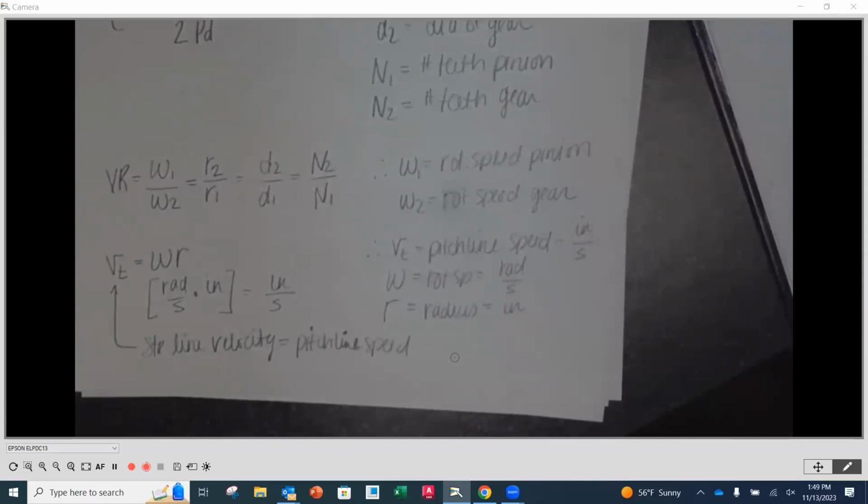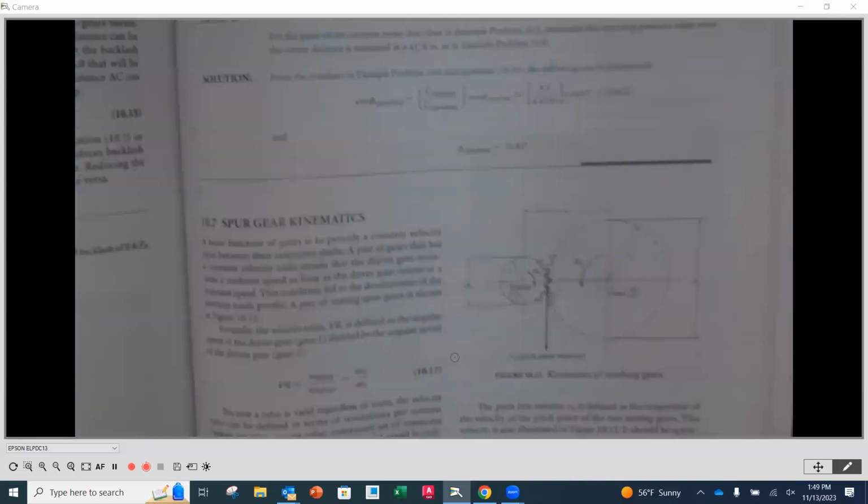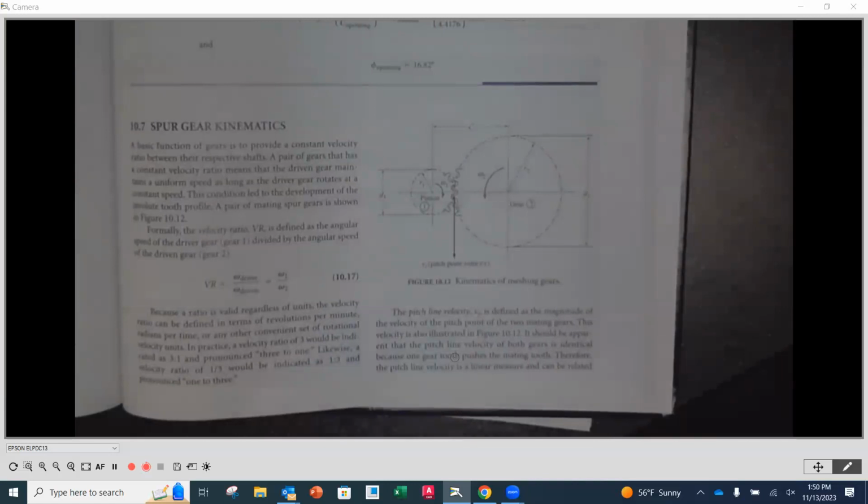Okay. Velocity ratio, let's back up and look at that. Now that we have the equations here and we see their relationships, let's peek back at page 273 and look at these two gears in mesh. Our pinion is going to be the one that is smaller, has fewer teeth on it. Our gear is going to be the larger one with more teeth.